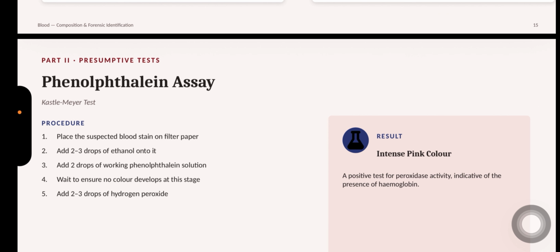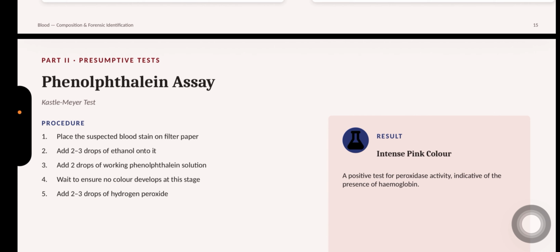The procedure for this test is: place the suspected blood stain on a filter paper. Add 2-3 drops of ethanol. Now, why do we add ethanol first? Ethanol helps expose hemoglobin by lysing the RBC membranes and improving reagent penetration. After that, add 2 drops of working phenolphthalein solution. Wait to ensure no color develops at this particular stage. Now add 2-3 drops of hydrogen peroxide.